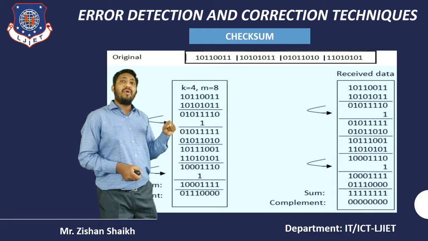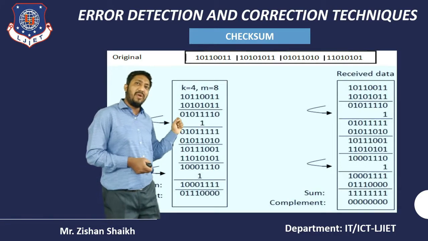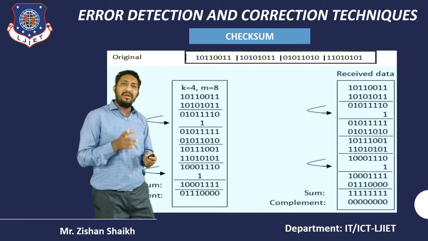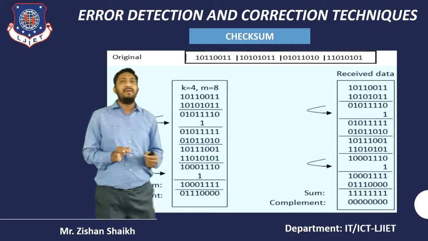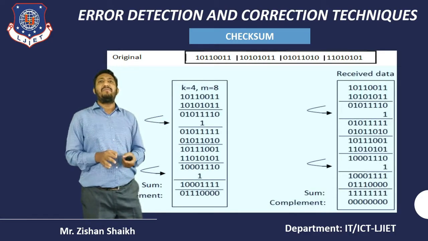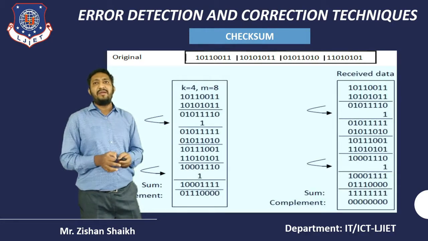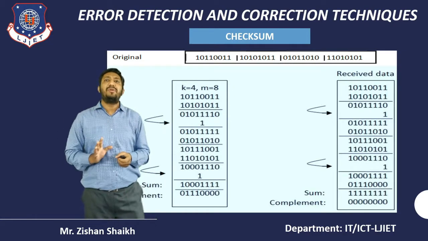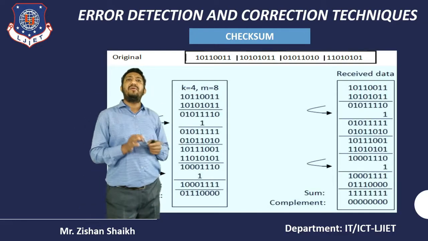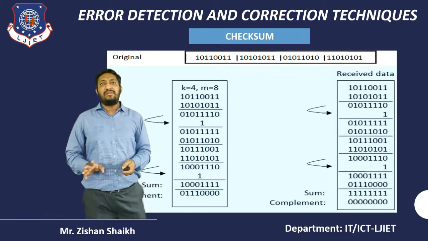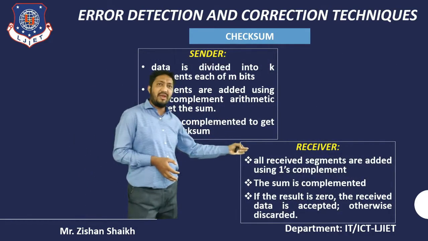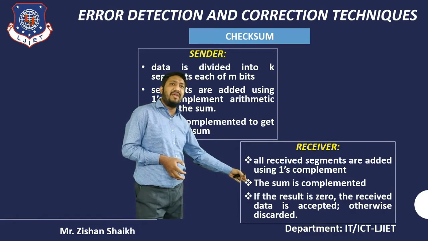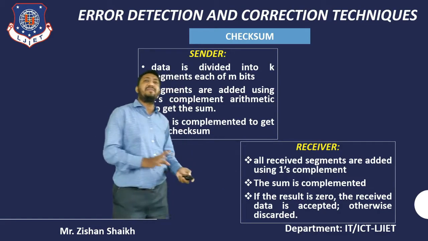Then we have to take the complement. The complement number is 0. So according to our condition, if at the receiver side the complement is all 0, then we can say that all our data items from source to destination are successfully received, not a single bit is corrupted. I already wrote it this way: if the result is 0, the receiver accepts the data, otherwise it is rejected.